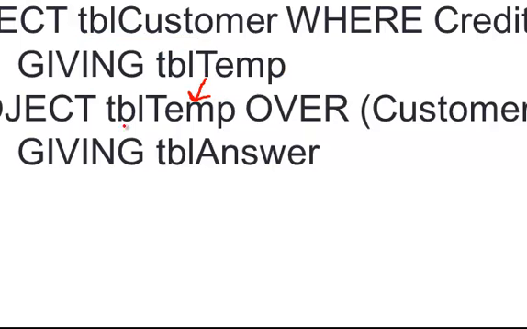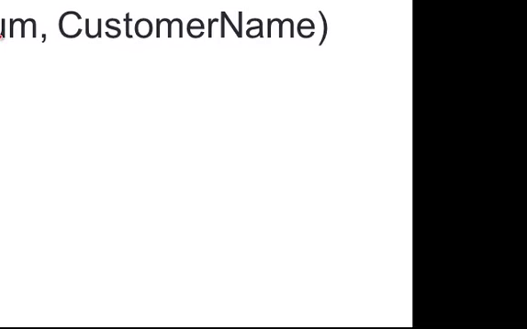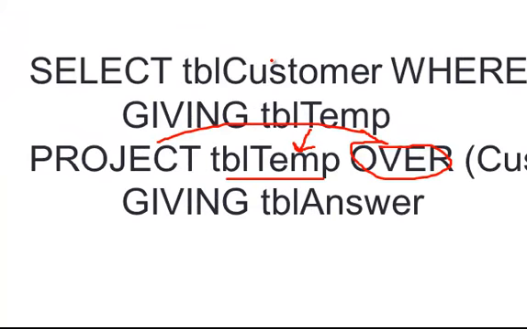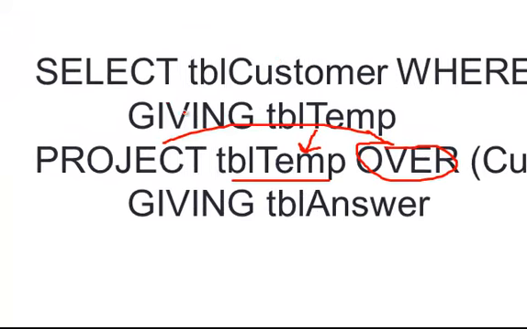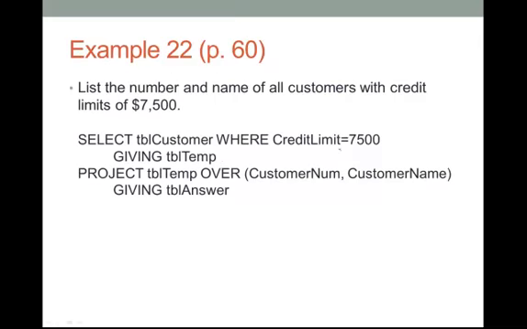So now I'm saying project from this temporary table over, remember a project always has an over, and the fields I want are the customer number and the customer name. So first I've narrowed down the rows that I want in the select here, and then I'm narrowing down the columns in the project. Select from table customer all the records where the credit limit is 7,500. Put it into a temporary table called temp. Then select from that temporary table those columns, customer number and customer name, and put those in a temporary table called answer.